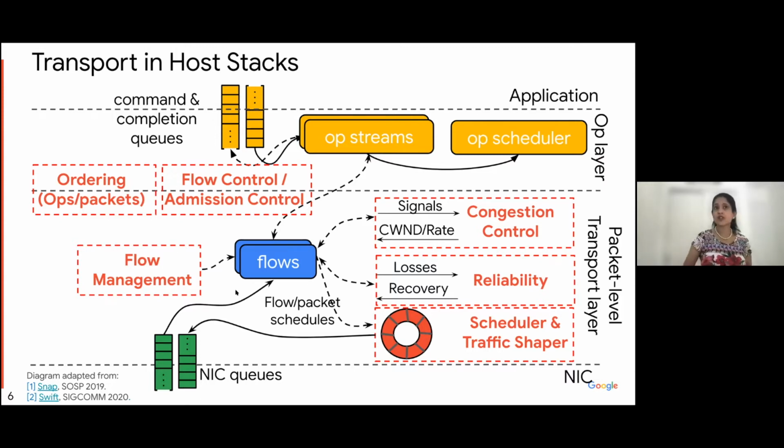Flow management or connection management, definitely, as well as ordering in terms of packets, operations, and flow, and admission control. The last two of these are actually at the cusp, an intersection between the transport layers and the op layers. Now, for each of these building blocks, I believe that there are some aspects that we care about programmability and some aspects that need to be baked into the hardware.